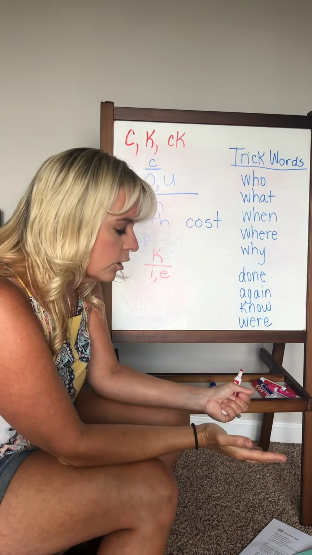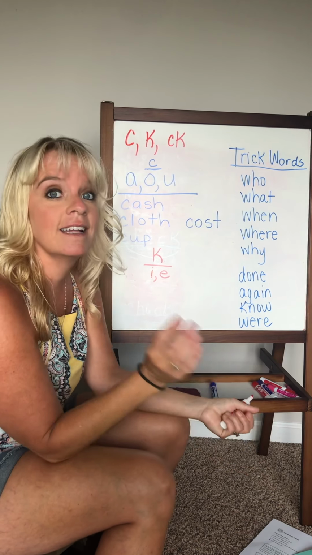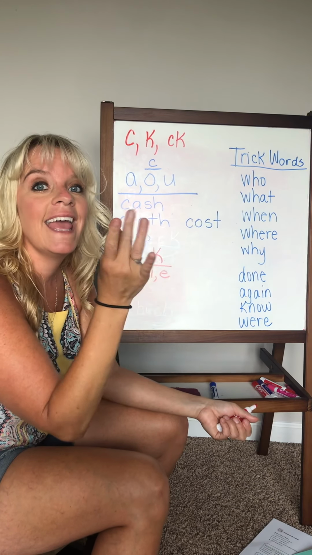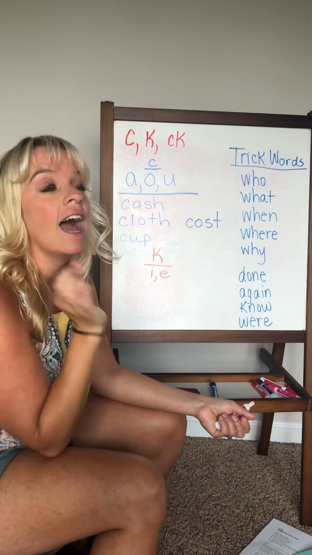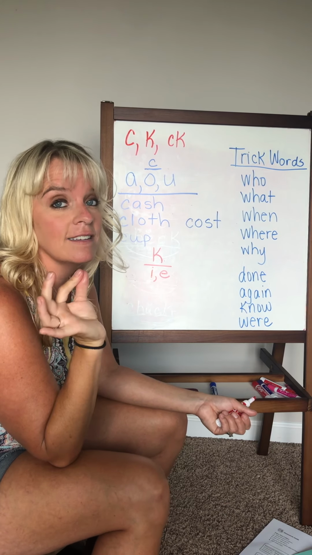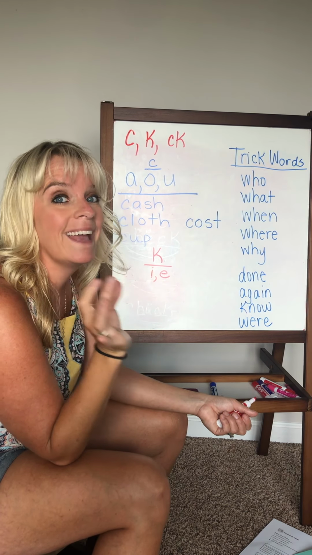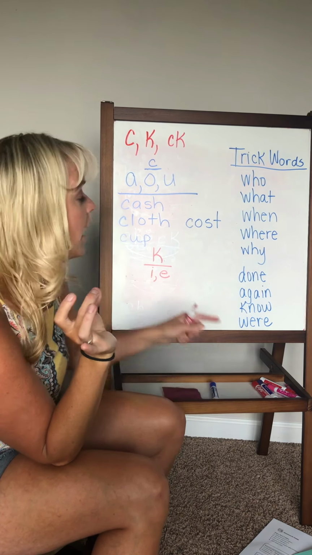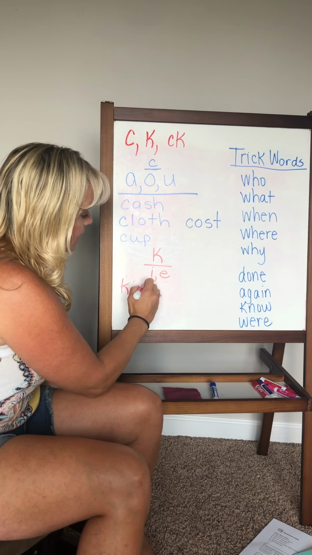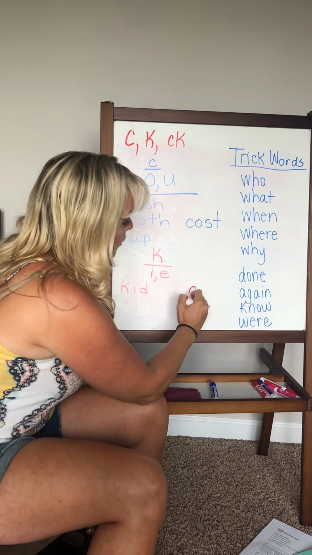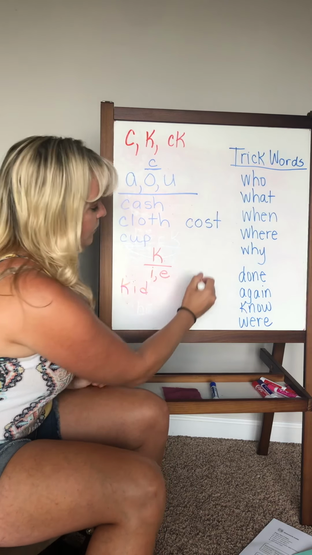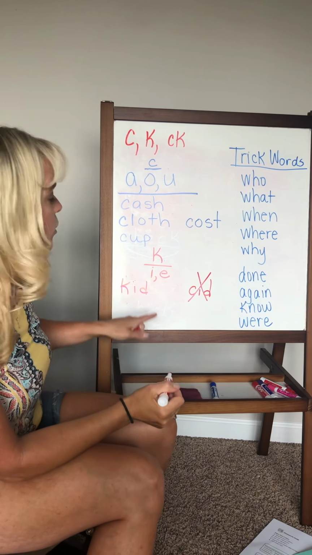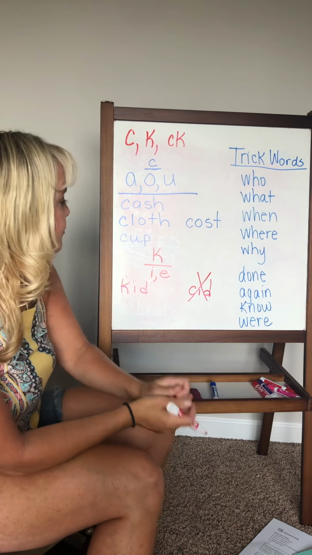If I have the word kid, let's tap it out. K-i-d. In the beginning, I hear the k sound. Then it's followed by i. I know my rule that if it's an I, it's going to be a K. So we're going to write k-i-d. Have you ever seen kid look like this? No, that doesn't follow the rule. It has to be a K.